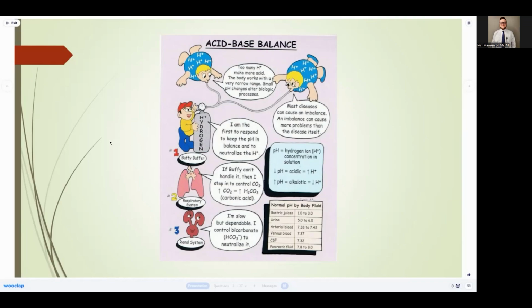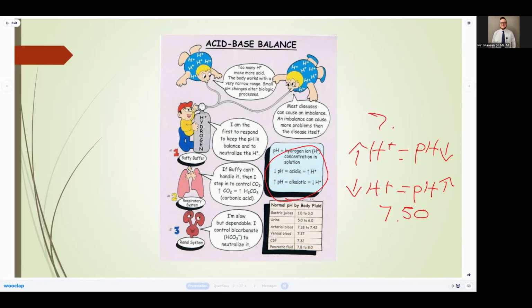So again, it seems more complicated than it needs to be, but that's how all medicine stuff works. If hydrogen ion concentration is increasing, then my pH on the scale is going to go down, more acidic. If I have fewer hydrogen ions, the pH scale becomes more alkaline, so the number would go up. Just for example, like 7.5, 7.3.